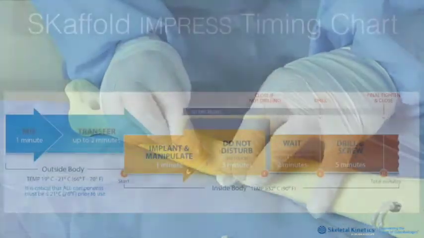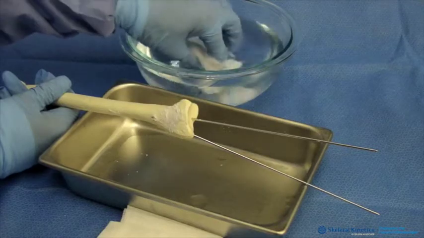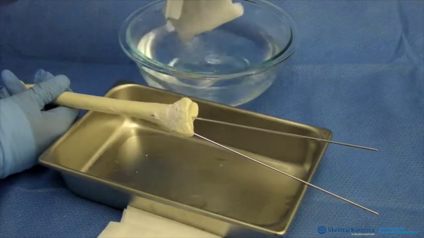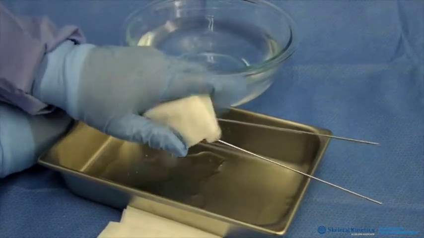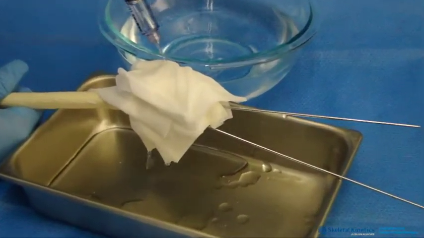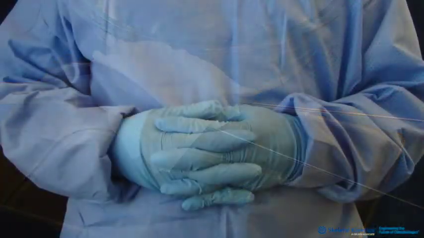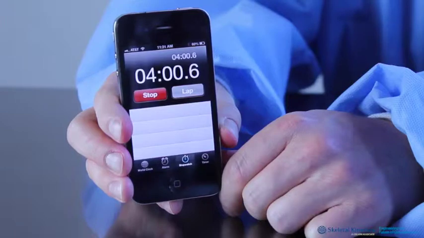Once manipulation and implantation are complete, it is critical to get the material at or above 90 degrees Fahrenheit. To ensure this, dip a Raytec or lap into warm saline and cover the implantation site. Over the next few minutes until the material is set, it is helpful to bathe the material every 30 to 60 seconds to ensure proper setting. Once a total time of 4 minutes has accrued, the material is set.